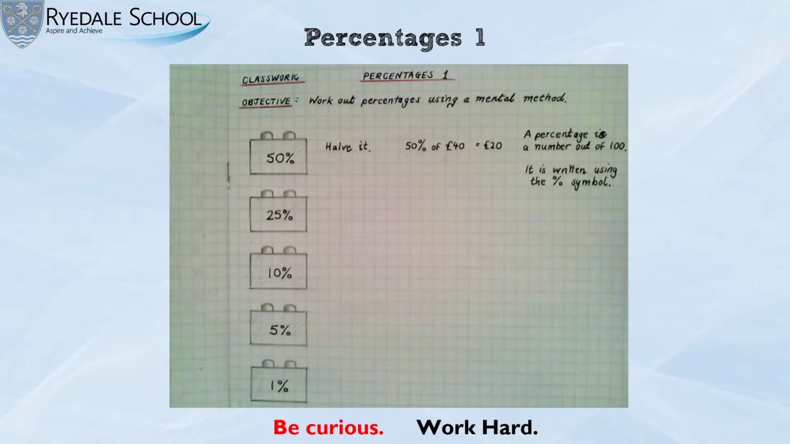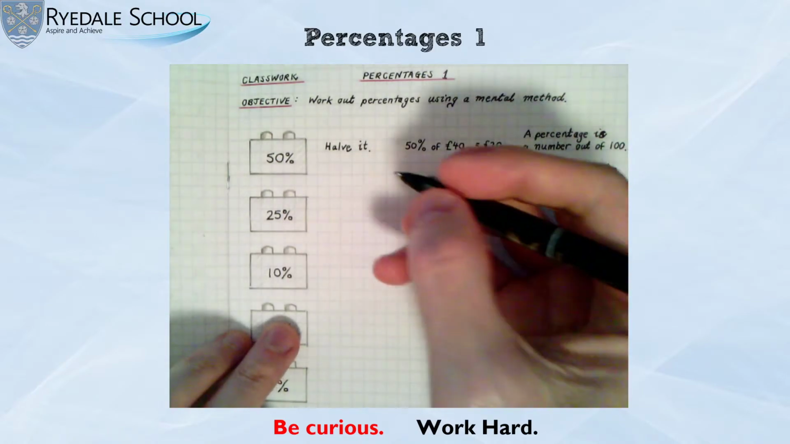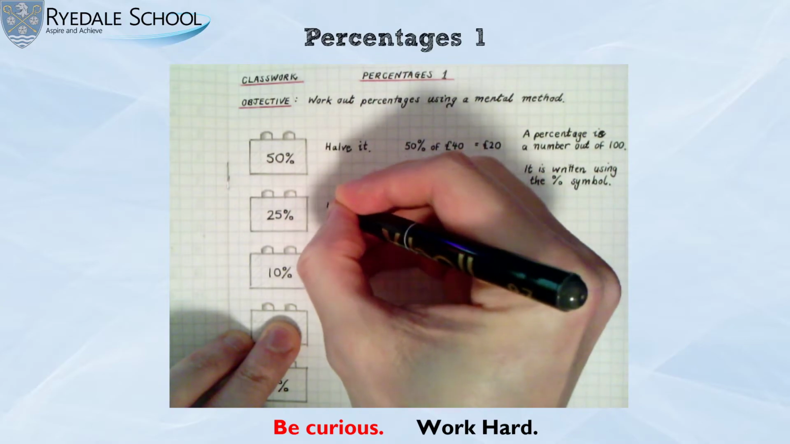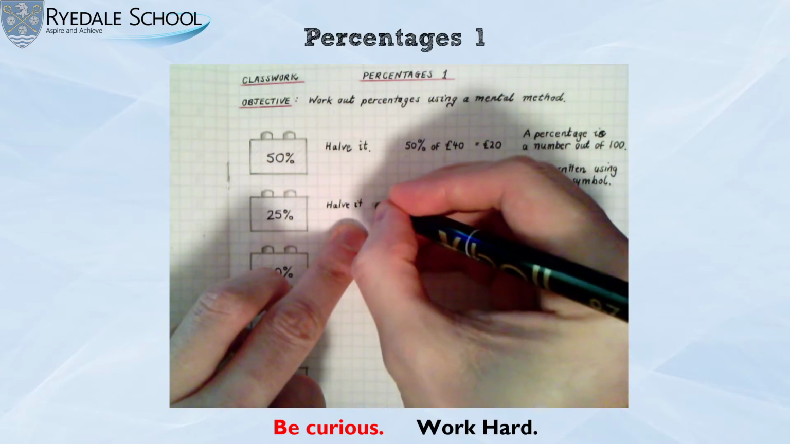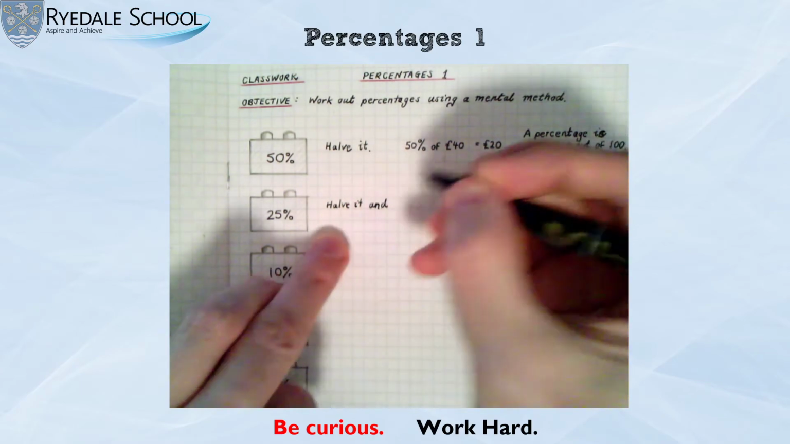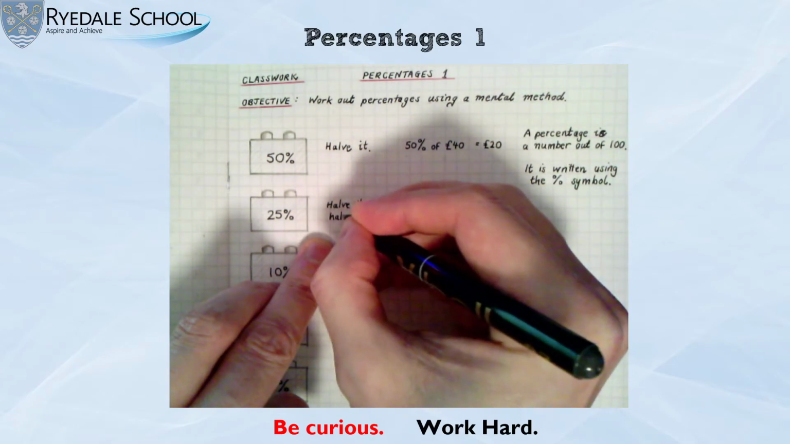Okay, 25% is my next little rule. And some of you might know that 25% is equivalent to a quarter. So for 25%, the rule that I usually use is I find 50% by halving it, and then I halve again. So I'm going to write for my little rule, halve it, and halve again.